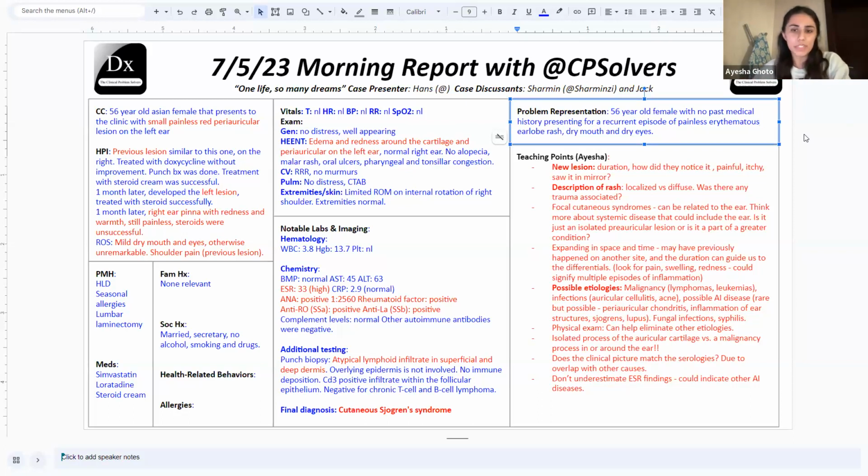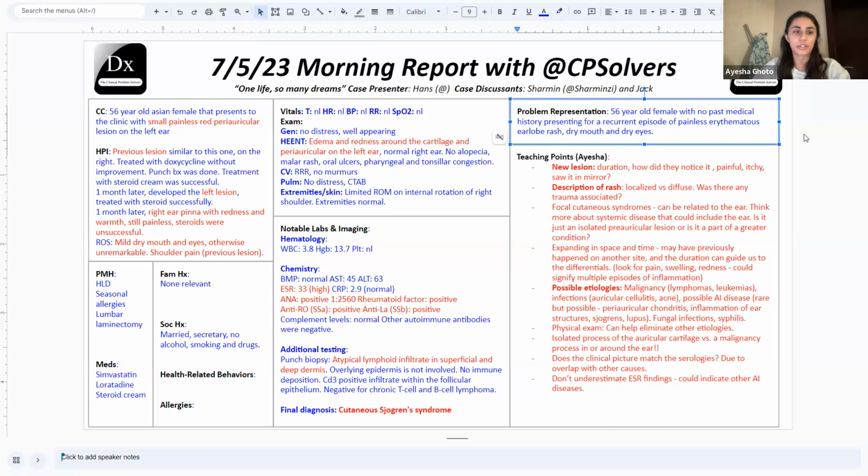So with these kinds of lesions, we have to think about how they expand in space and time, which means that they may have previously occurred in another area on the body. So for this patient, it happened in the right ear, and then it happened in the left ear. So you have to consider, did it happen somewhere else? And how long has this been going on? Has this been expanding in time? Has it been going on for a long time? Was it acute?